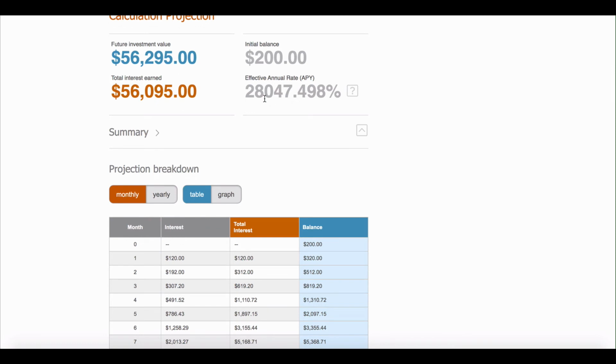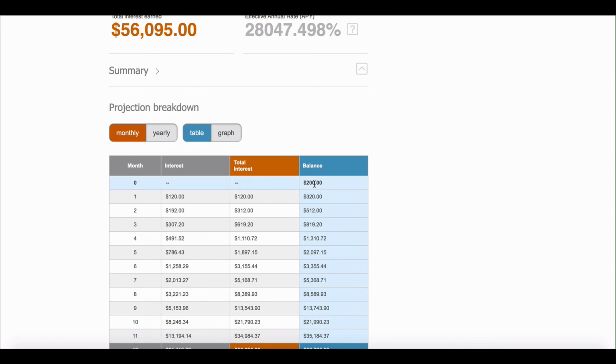Let's talk about how long it's going to take from $200 to get your $100 per day. So if we have a look here, balance 200, first month, second month, third month, fourth month, fifth month, sixth month. So about 6 months. After 6 months, you're going to have 5,000, and then you have that start. $5,168 is your total interest. So you're going to have this amount. So that's how long it's going to take to get you a passive income of $100 per day.